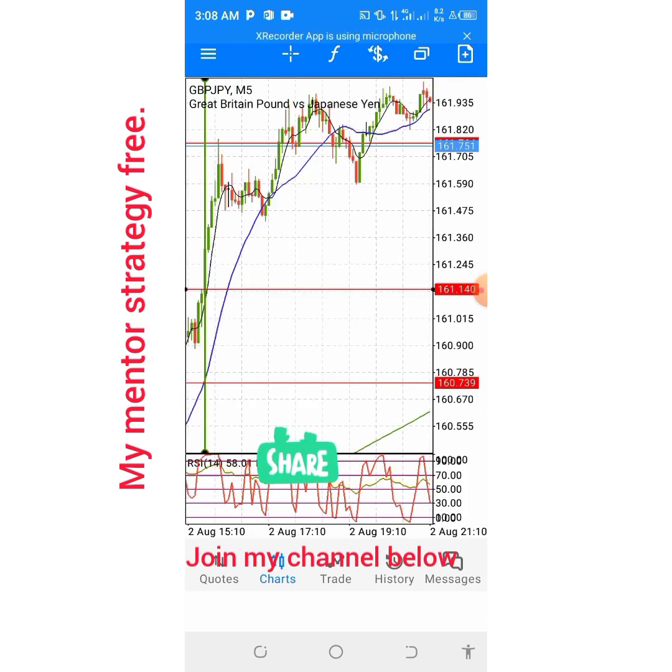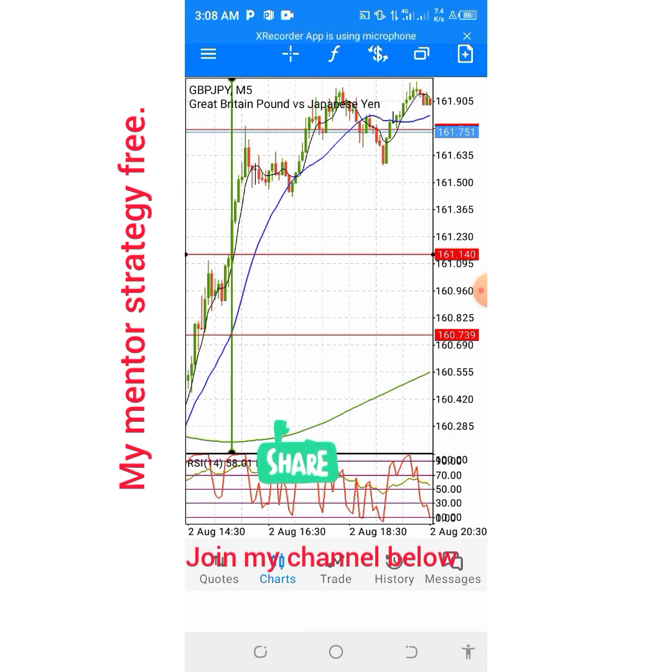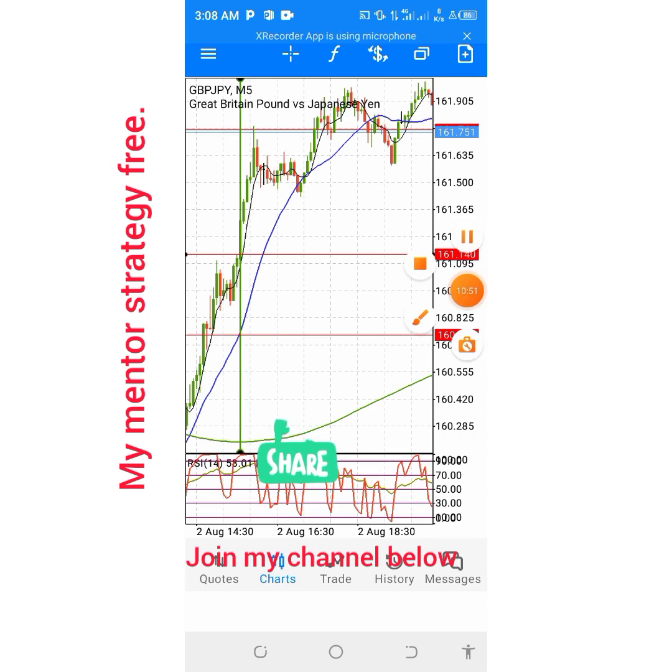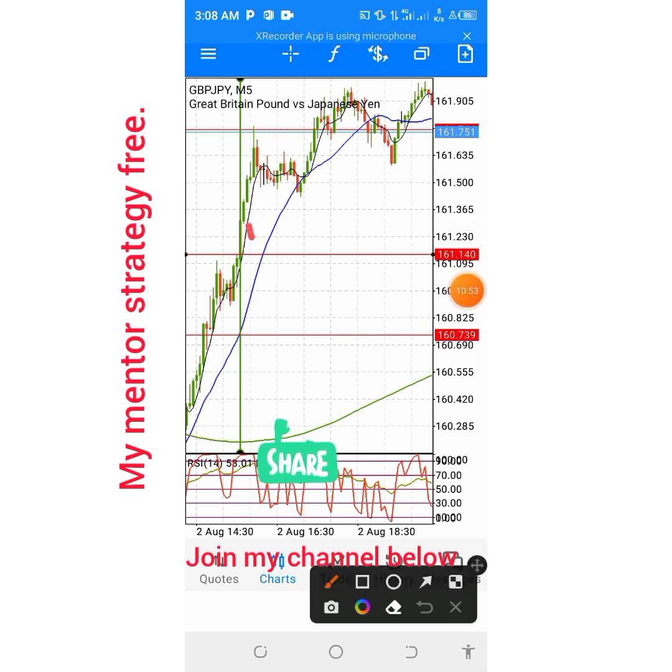Another thing you should know is when you have entered like that, you have 3 pushes. You should get out. These are the pushes. This is push 1, push 2, push 3. You should get out.